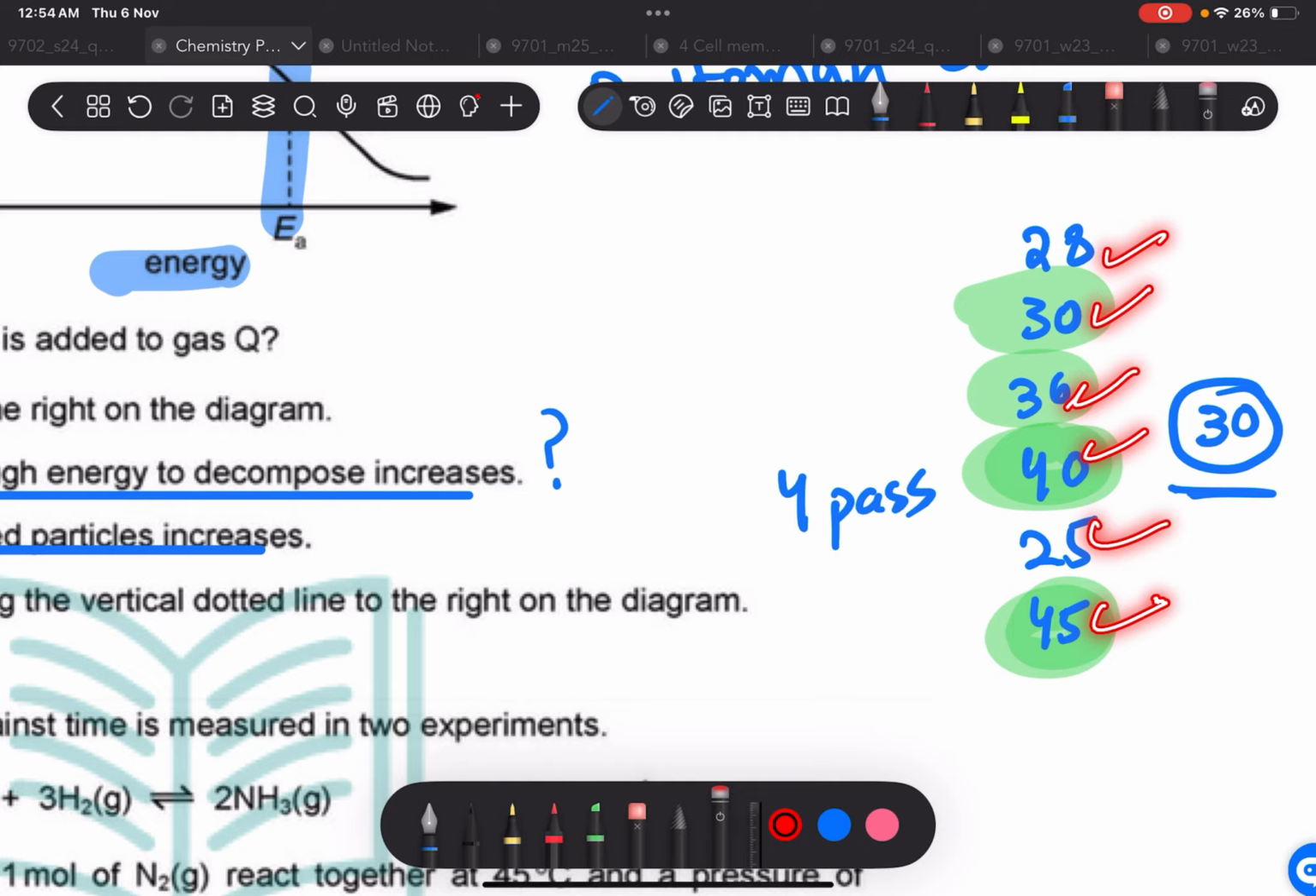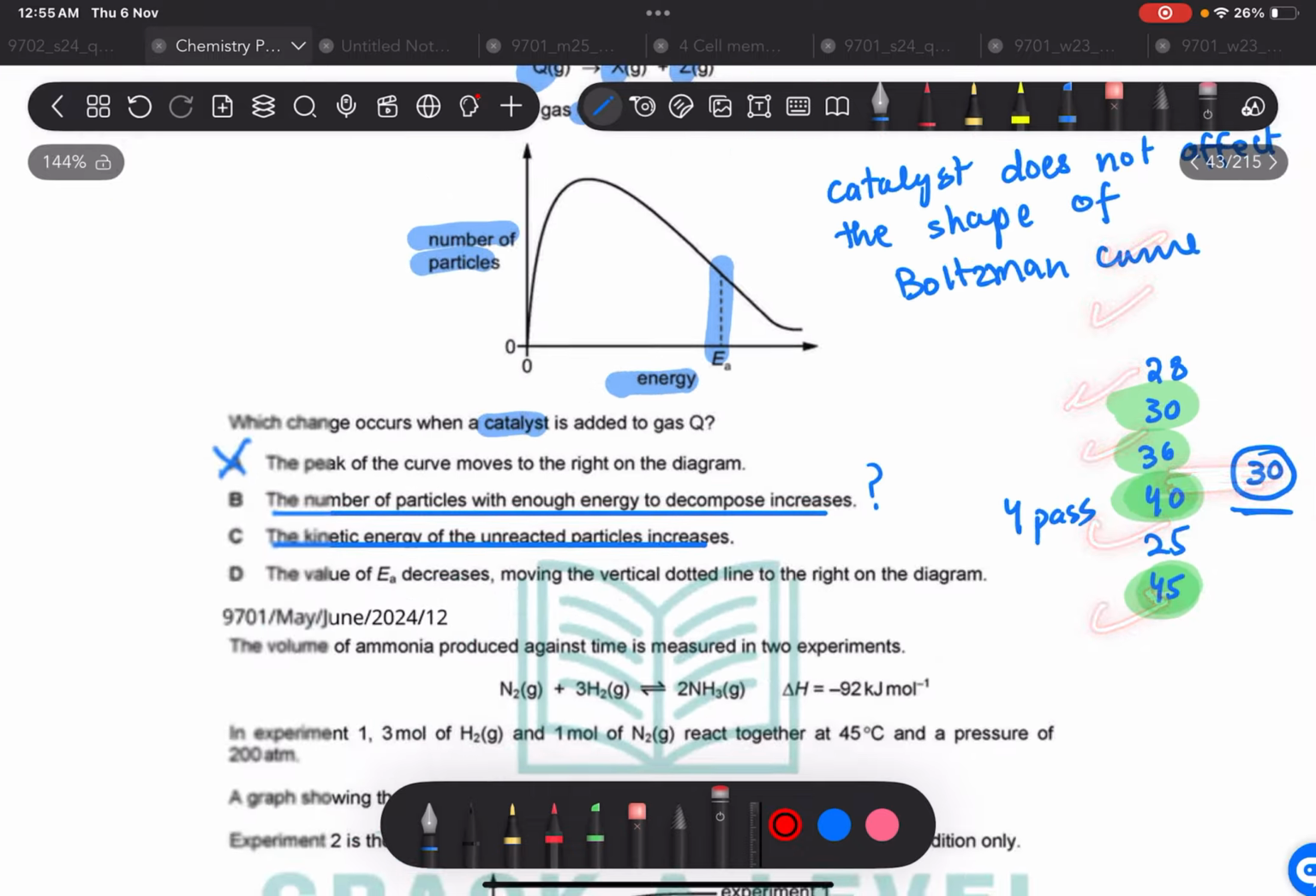What it did was it decreased the passing marks. So more children in the class could pass the test. Do you get it? What's happening when you add a catalyst? You're not increasing the energy, you're just decreasing the activation energy, decreasing the passing marks. So I hope you get it.